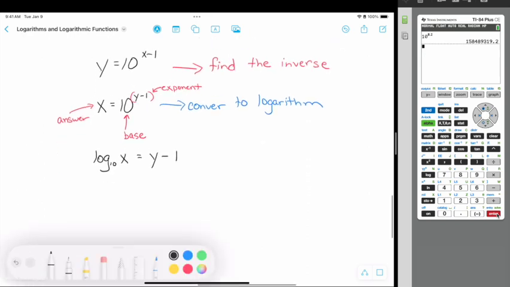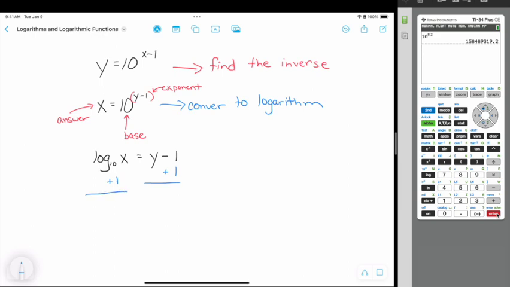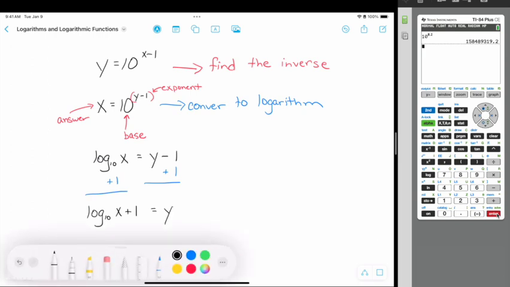And now we just add 1 to both sides to get y isolated. Log base 10 of x plus 1 cannot be combined. We'll just leave that as log base 10 of x plus 1 equals y. And there it is. There's the inverse equation.